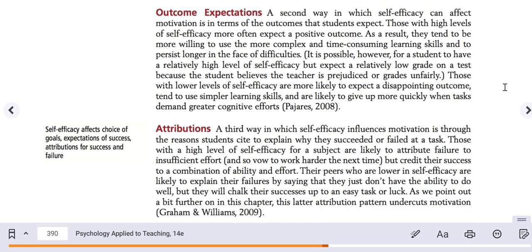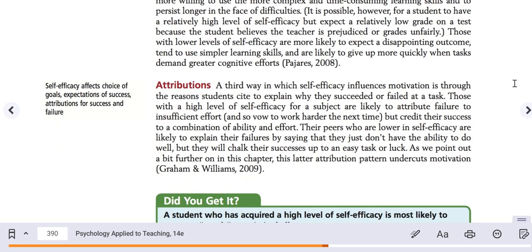Attributions. A third way in which self-efficacy influences motivation is through the reasons students cite to explain why they succeed or failed at a task. Those with a high level of self-efficacy for a subject are likely to attribute failure to insufficient effort and so vow to work harder the next time, but credit their success to a combination of ability and effort.